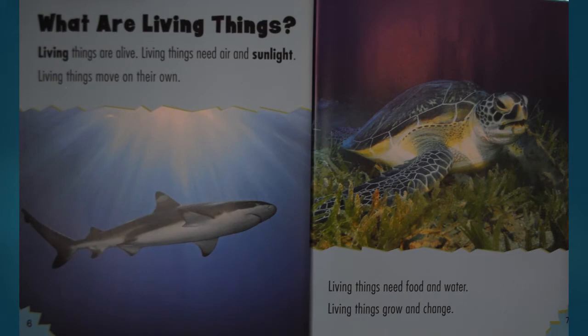What are living things? Living things are alive. Living things need air and sunlight. Living things move on their own. Living things need food and water. Living things grow and change.